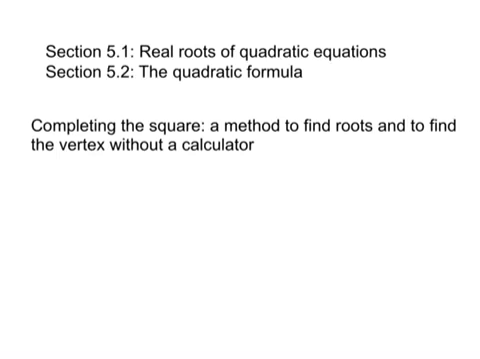In these two sections of Algebra 2, we're going to be talking about a method of finding roots in the vertex without a calculator. That method is called completing the square, and I'll do a couple of examples of that. And then in section 5.2, we're going to be talking about the quadratic formula, which you became familiar with back in Algebra 1. We're just using it again.